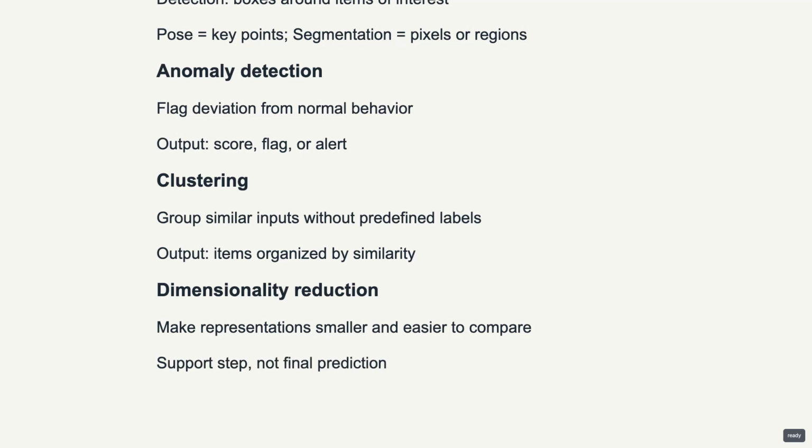The output here is a condensed version of the input, not a decision about the world. That reduced form often feeds clustering, retrieval, anomaly detection, or classification more efficiently than the original data could.